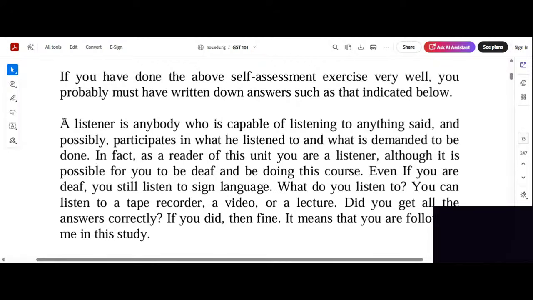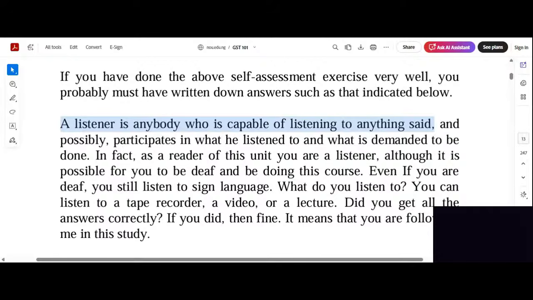A listener is anybody. The first thing you need to understand about a listener is that the listener can be anybody, not a particular person, not a mature person, not a teenager, not a youth, not an adult, but anybody. What will that person exhibit? Who is capable of listening to anything said? The first thing is that there is something said, then that anybody needs to listen to it. Then the person has capacity.